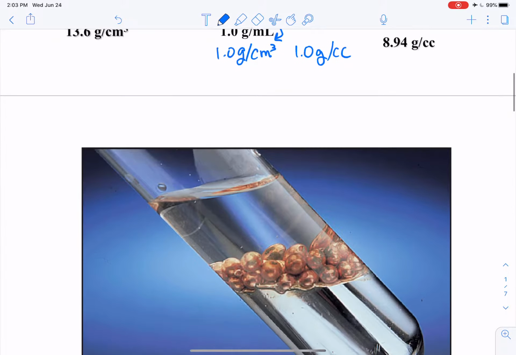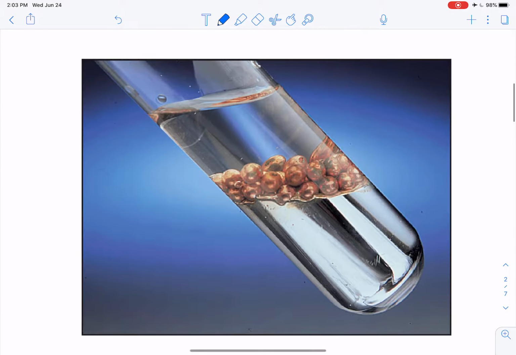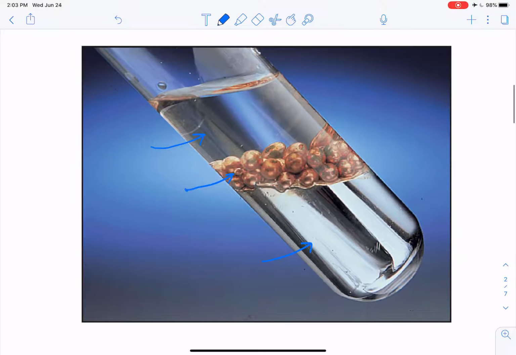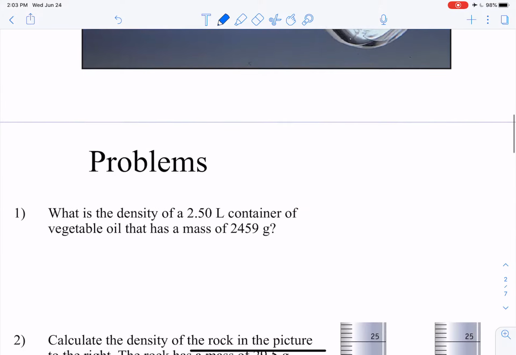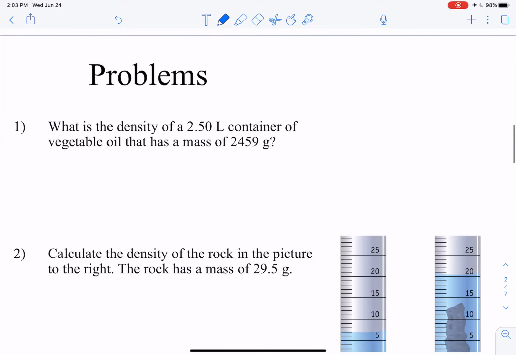If we put all three of those substances together, we could see that the most dense substance, mercury, would be on the bottom, and then we'd have copper and we'd have water on the top. Now that's only going to work if you have three substances that are insoluble in each other, that aren't dissolving each other, but that works that way for those three insoluble substances. Okay, so let's do some problems.